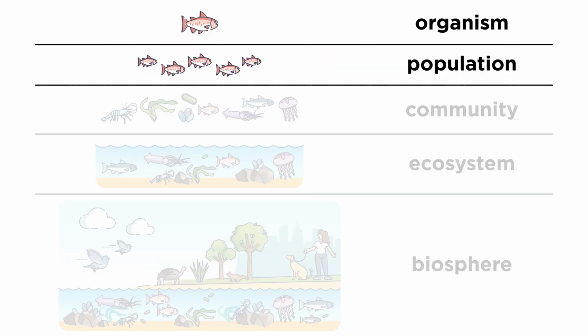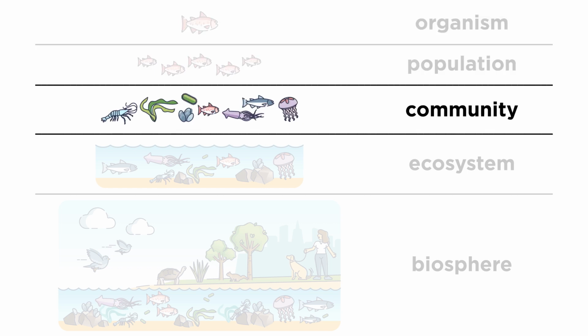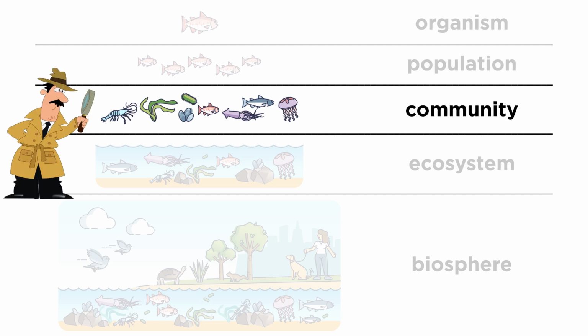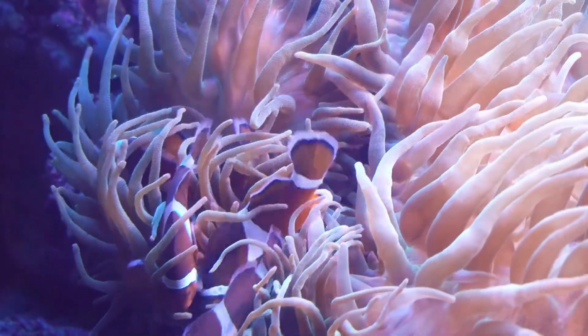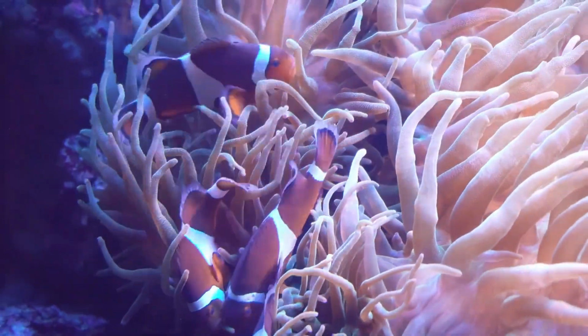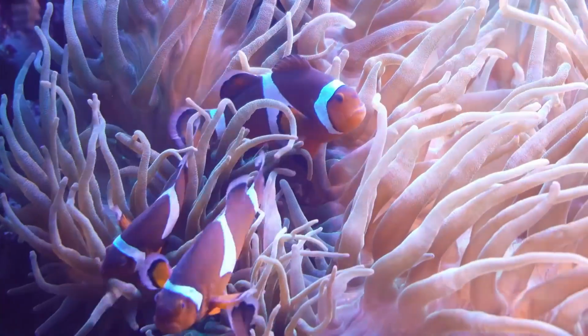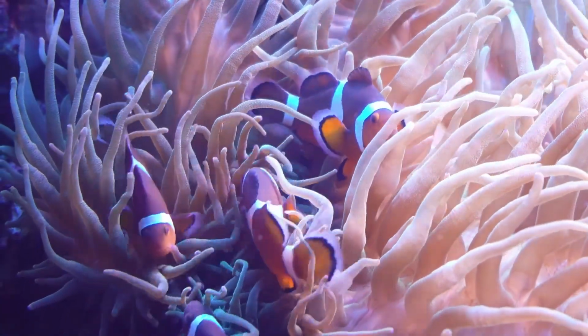We just examined the two lowest tiers on the scale of ecology, organisms and populations. When populations of different species can be found in the same location, this constitutes a community. So how do ecologists study communities? Community ecologists focus on interactions between populations of different species and how these interactions shape the communities where they live.